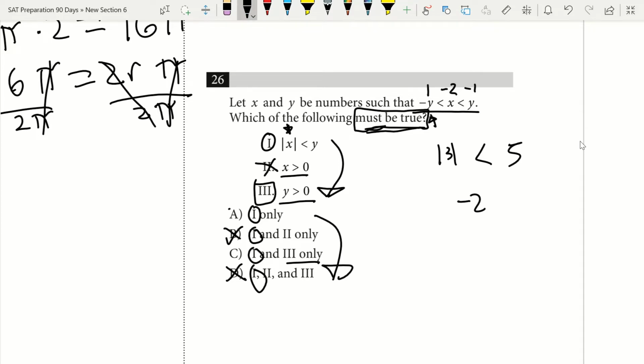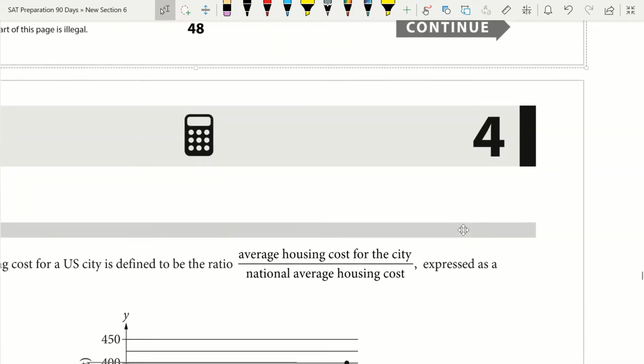Is negative 1 greater than 1? It's not, so that's incorrect, okay? So y is going to have to be greater than 0. So 1 and 3 will have to be correct, so our answer there is going to have to be C. All right, so that takes us through 26.